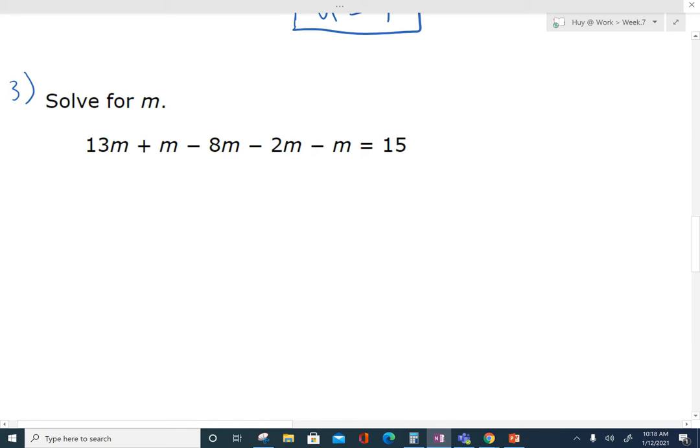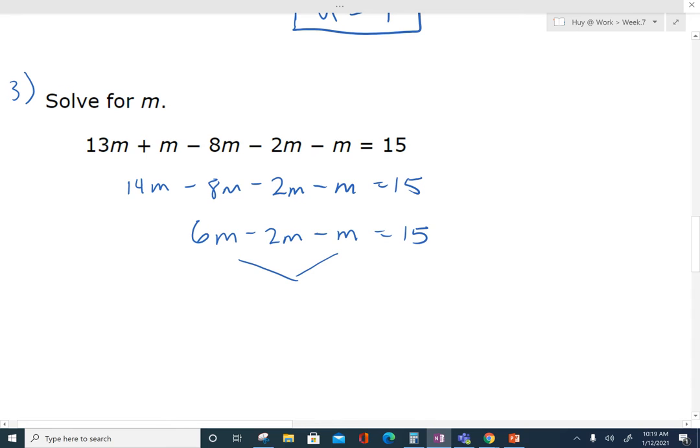So 13 monkeys plus a monkey is 14 monkeys, minus 8 monkeys, minus 2 monkeys, minus a monkey. 14 minus 8 is a total of 6 monkeys, minus 2 monkeys, minus another monkey. Can we do this all in one step? 6 monkeys minus 2 monkeys is 4, and 4 minus 1 more is 3 monkeys.